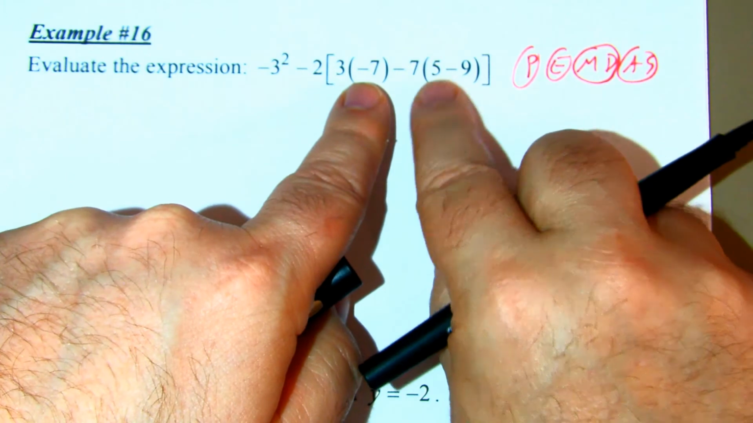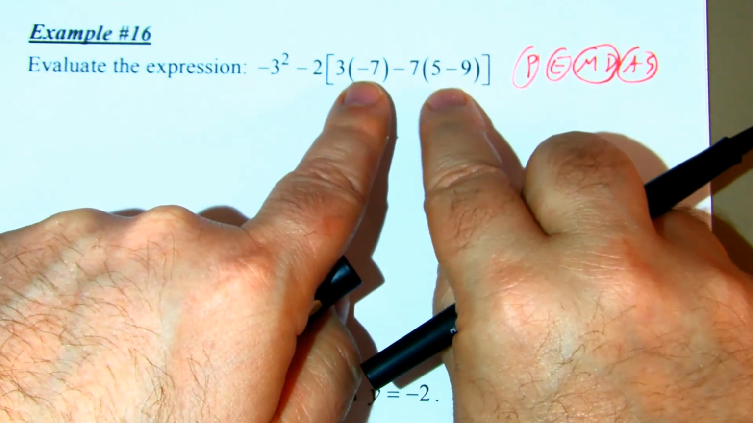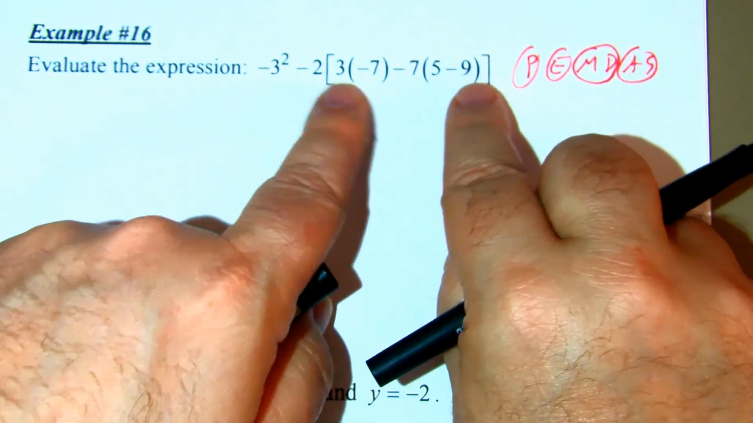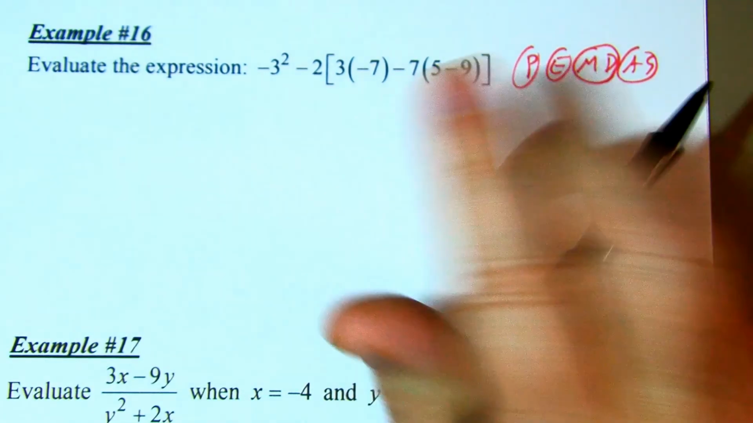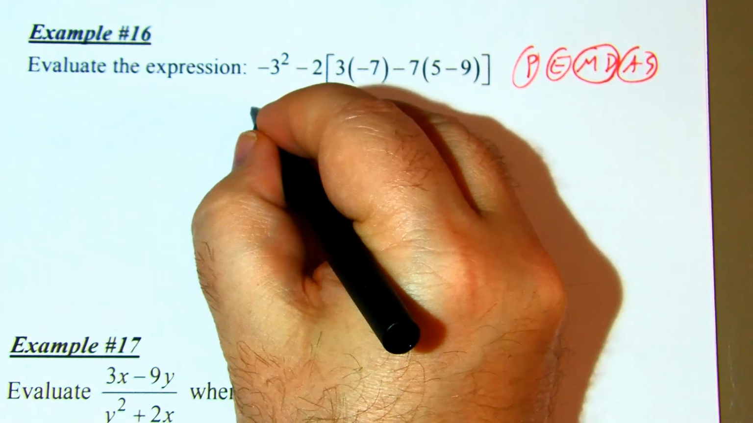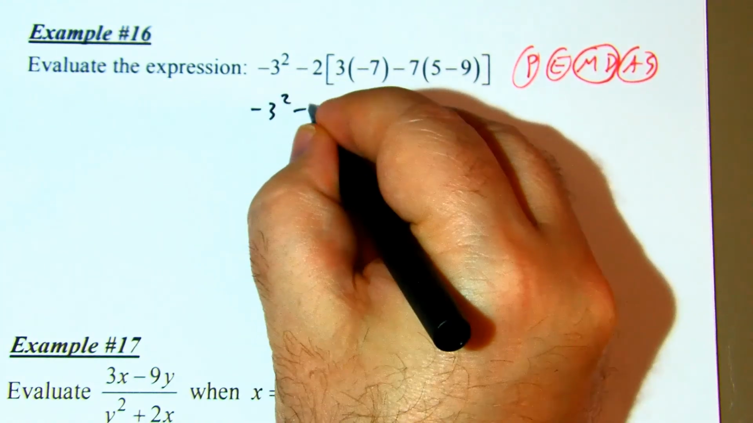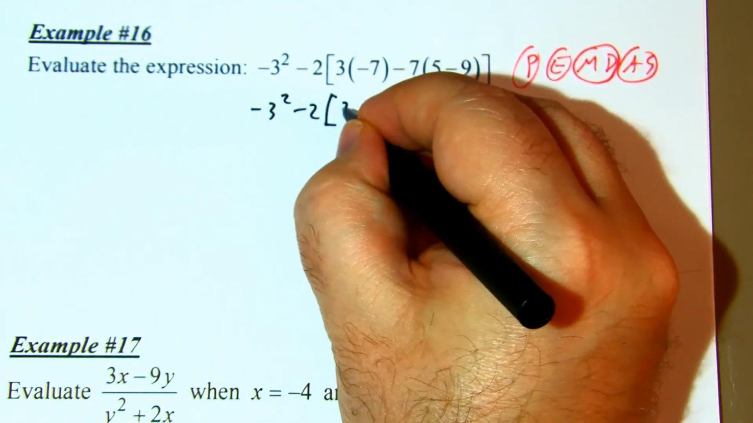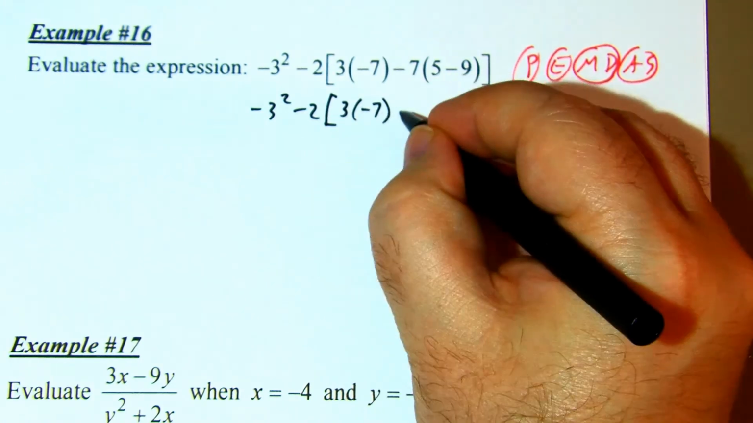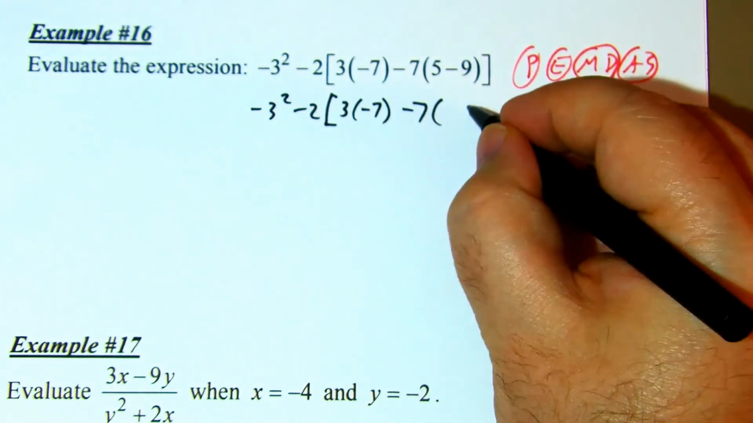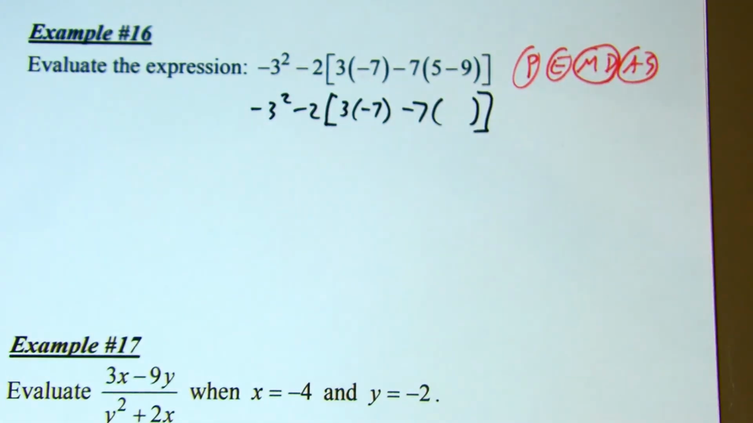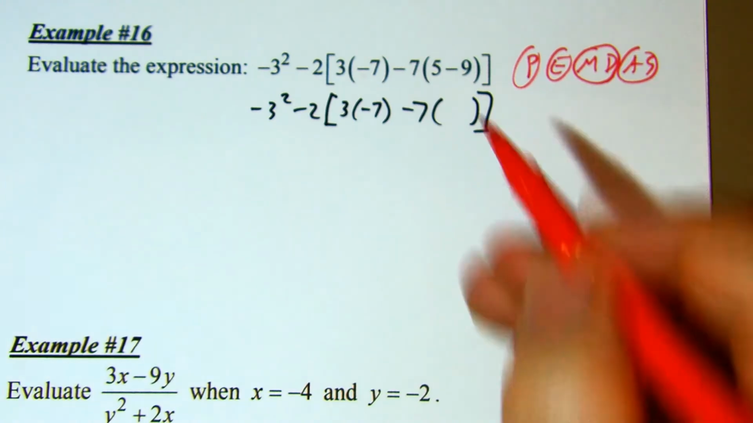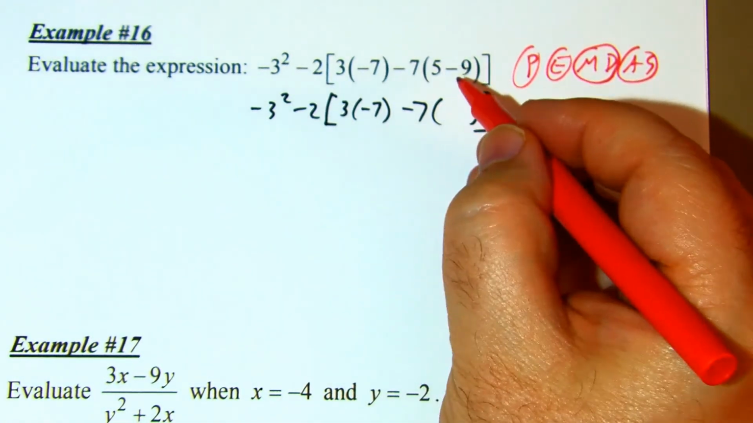But this one, 5 minus 9, is a parentheses. It's a grouping symbol that's nested within other grouping symbols. So we start at the innermost. And so let me go ahead and write that. Negative 3 squared minus 2. Notice I'm not doing anything else. I'm going to leave that parentheses blank for a second. But if you look at what I just wrote compared to what's above, all I did was prepare myself to do the 5 minus 9.